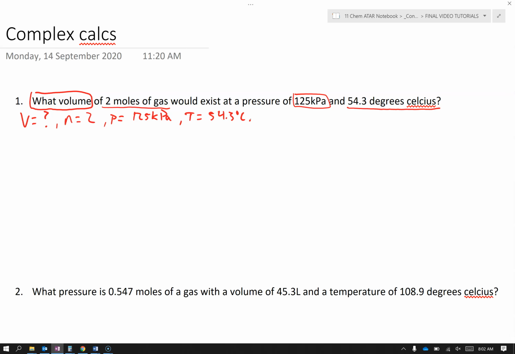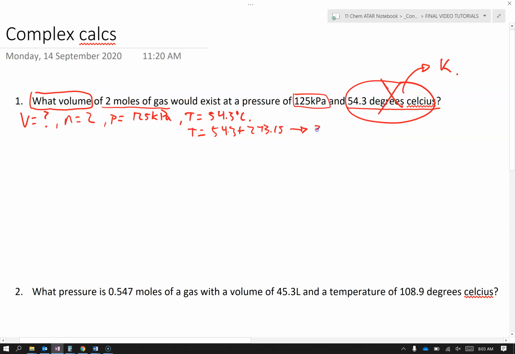We have an issue, however, because temperature in Celsius is no bueno. We need to change this temperature to Kelvin. How do I do that? Well, I look at my data sheet and I see that at 0 degrees, temperature is 273.15 Kelvin. So I've just got to remember that I need to change this number at the beginning to 54.3 plus 273.15, which will give me 327.45 Kelvin. I can do it here right now, or I can put it in my formula itself. That's something I've always got to remember.